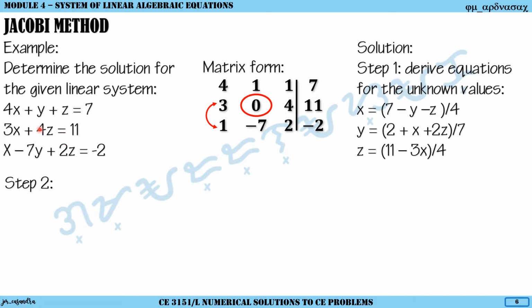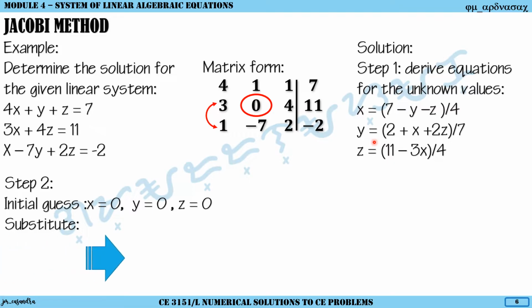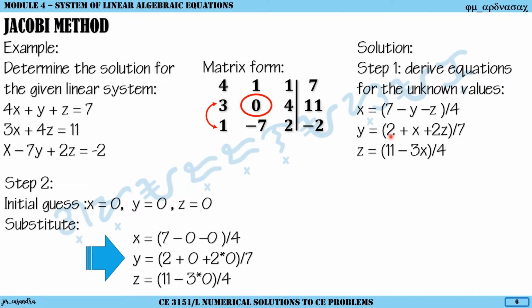From there, we move on to step 2. We now apply our initial guess. x is equal to 0, y is also 0, and z is equal to 0. So we substitute our initial guesses in our derived equations. So for x, that is now equal to 7 minus 0 minus 0 divided by 4. And then for y, that is now equal to 2 plus our assumption 0, 0 divided by 7. And for z, 11 minus 3 times our assumption 0 all over 4.